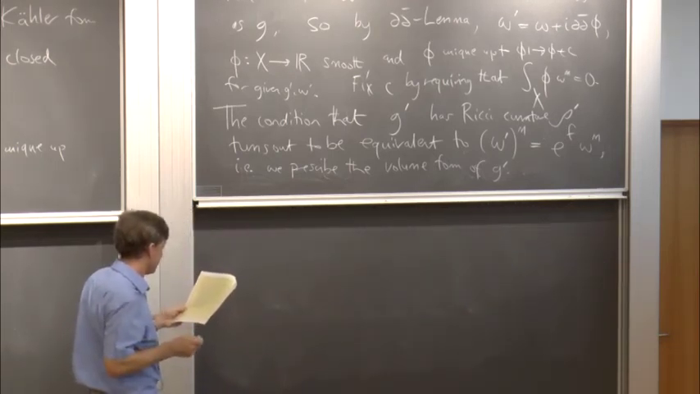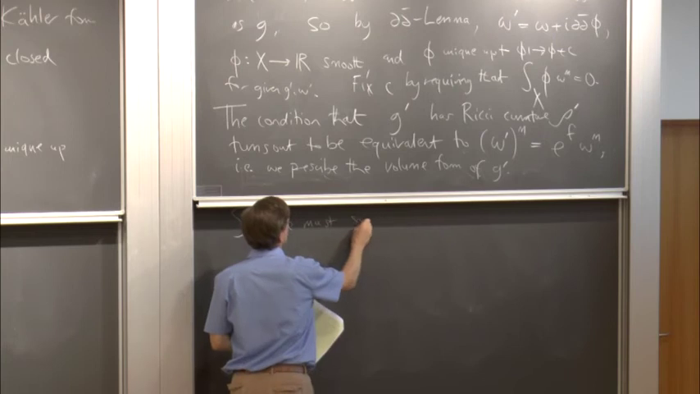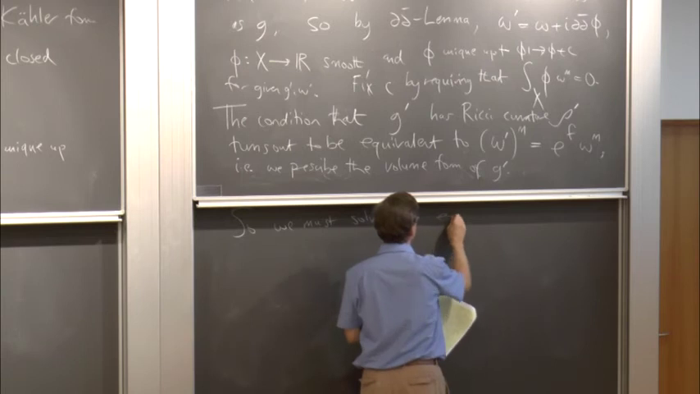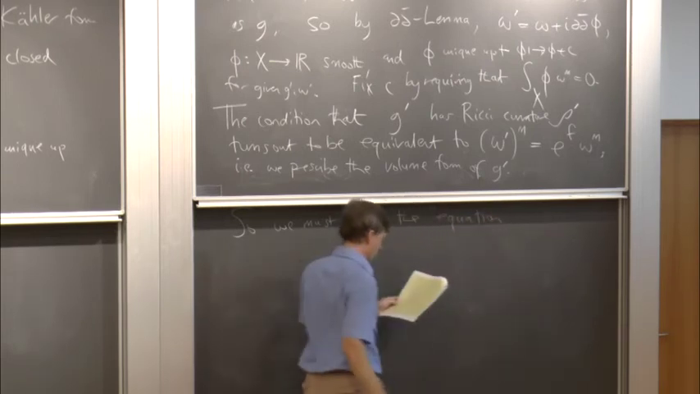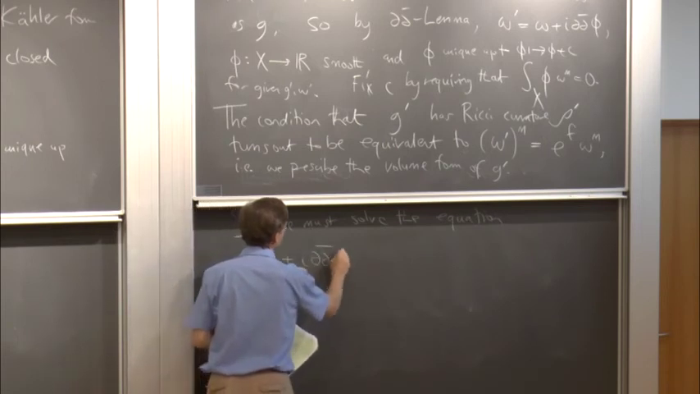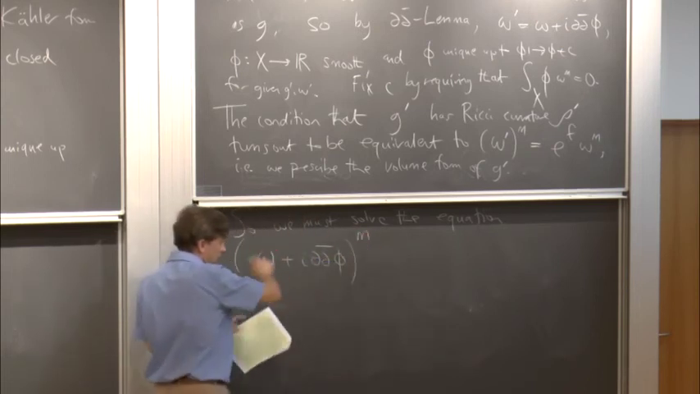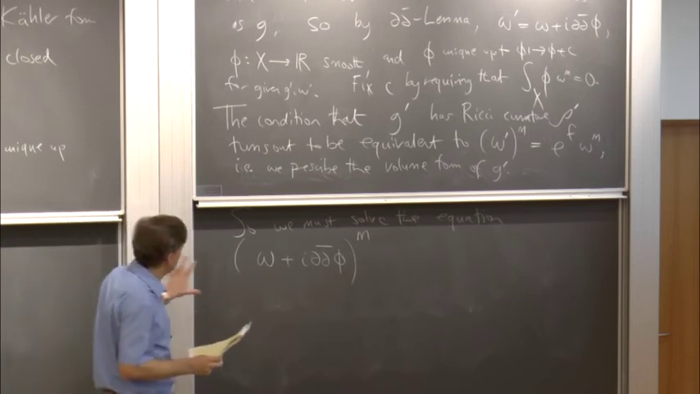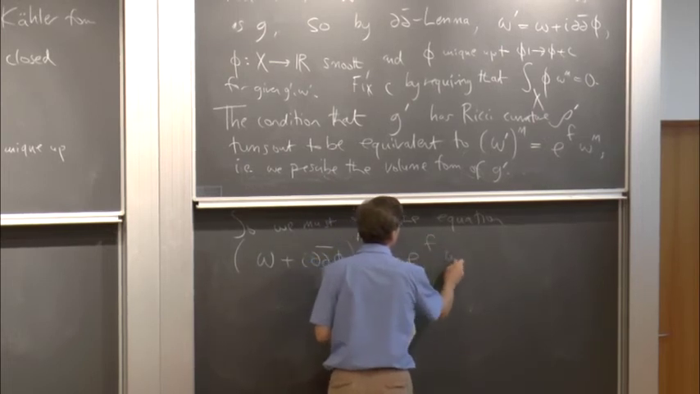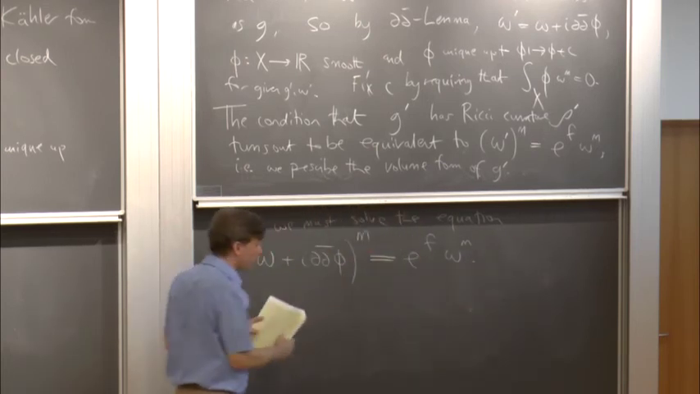Okay. So we must solve the equation (ω plus i ∂∂̄ φ)^m. That's a real (1,1) form to the power of m. So we wedge it with itself m times. That gives you a 2m form, which is now equal to e^f times ω^m. So this is an equation in real 2m forms on our manifold.